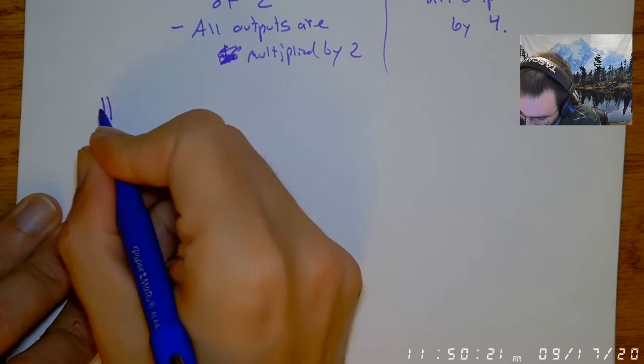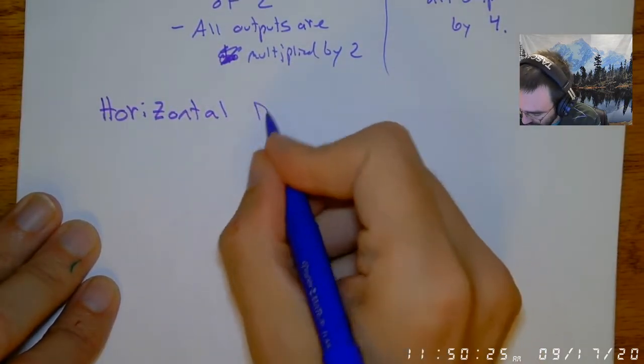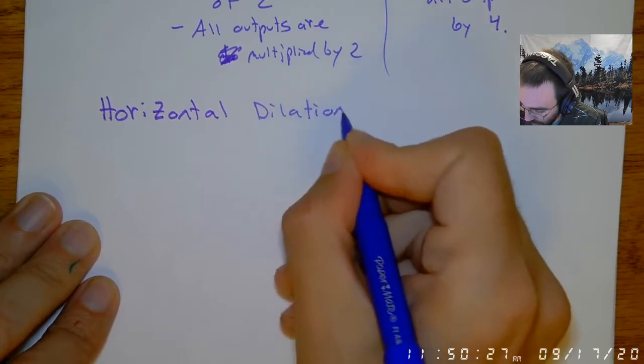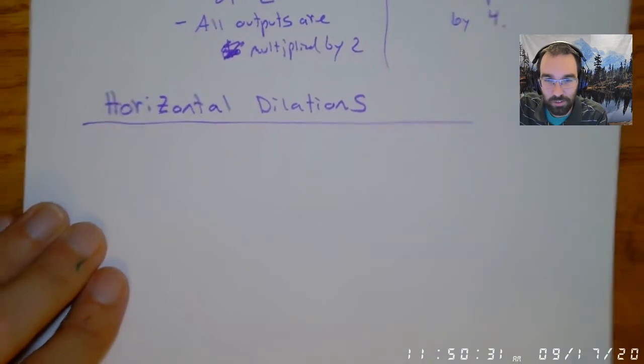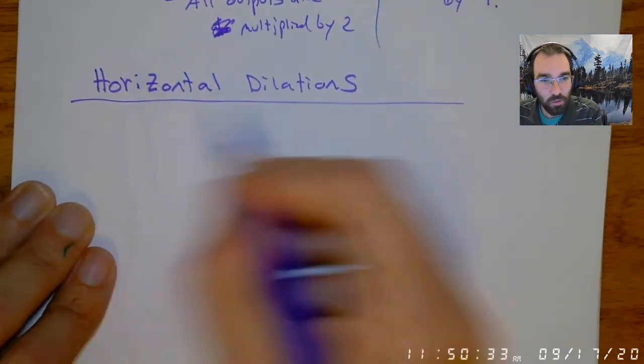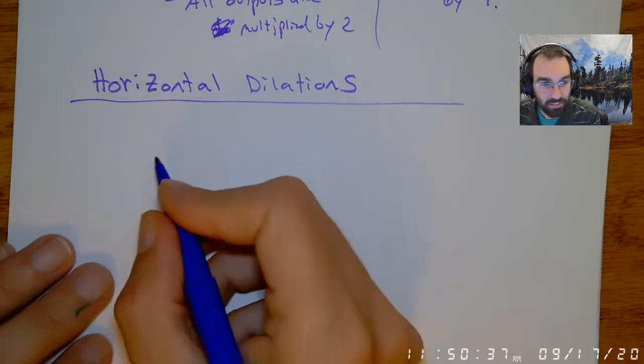Okay, so let's do horizontal dilations. I always worry too when you guys aren't responding that my internet just goes out and no one's actually there. So horizontal dilations, how am I doing for time? Holy moly, 50 minutes is fast.